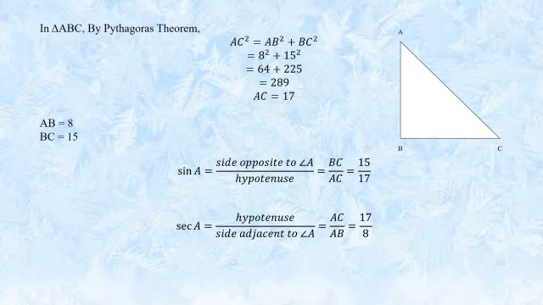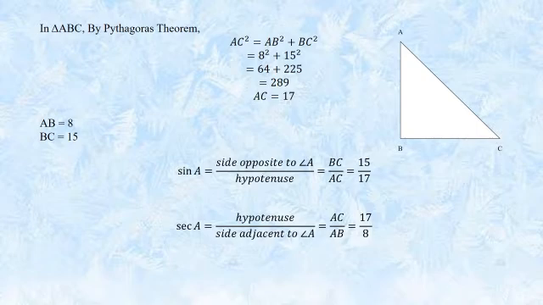AC square is equal to AB square plus BC square, which is 8 square plus 15 square. Solving, we get 289. So, AC is 17. Now, we have got all the three sides. Let us find the trigonometric ratios.